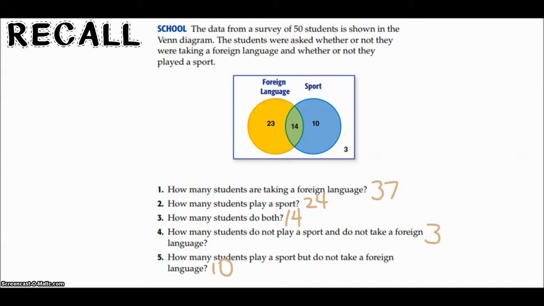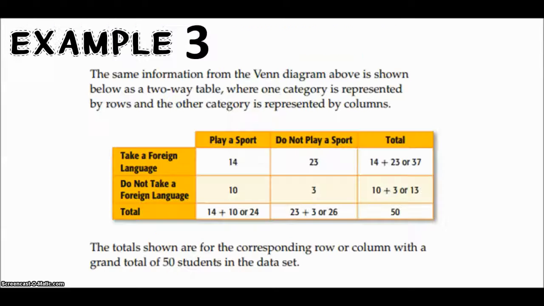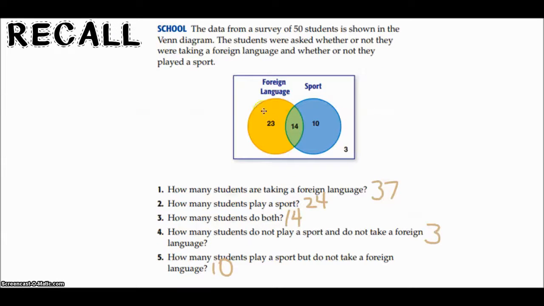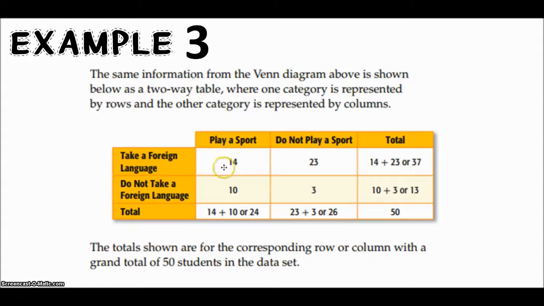All right, now that we have that refresher, let's talk about two-way tables. Here's an example of a two-way table. It is actually based on this Venn diagram that we did here. You'll notice I have 14 people who play a sport that also take a foreign language. I have 10 people who play a sport but do not take a foreign language. That gives me my 24 total students.